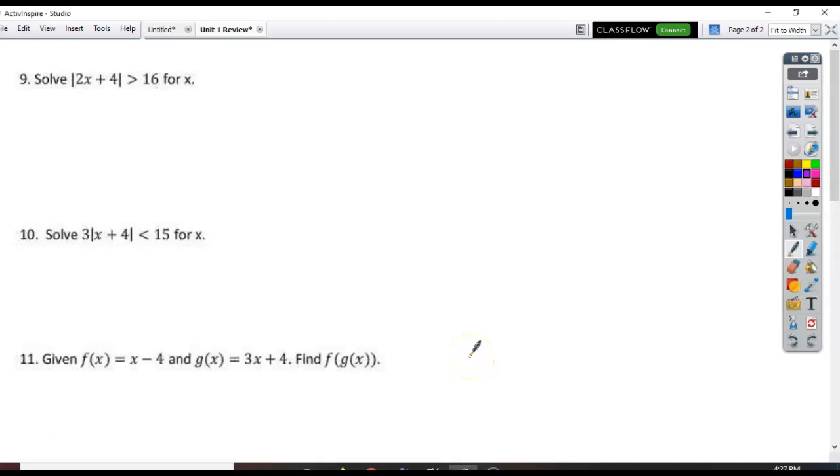Okay, now we're going to look at number 5. Number five is already isolated, but this greater is an or. So first thing we have to do is make sure the absolute value is isolated.